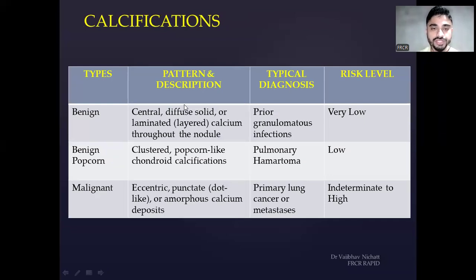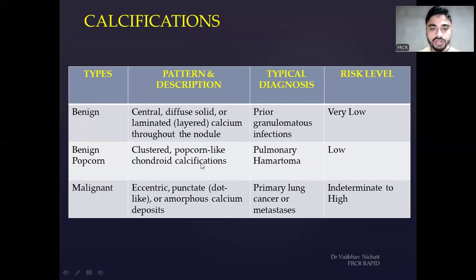First, coming to calcifications. There are 3 patterns of calcification, and on the basis of these we are going to categorize lung nodules into benign or malignant. First and foremost, how benign calcifications look. Benign calcifications will have a central calcification, or a solid diffuse or laminated, layered calcification throughout the nodule, and are usually seen in prior granulomatous infections such as tuberculosis and histoplasmosis. The risk of malignancy is very low in these cases. Now coming to the second type of calcification, which is a popcorn-like chondroid calcification.